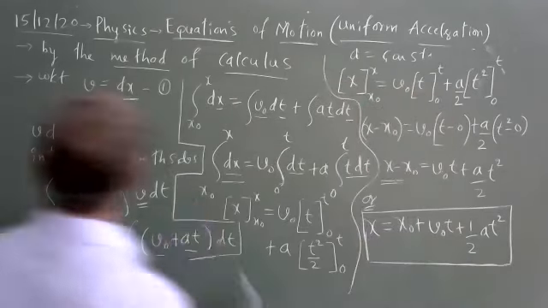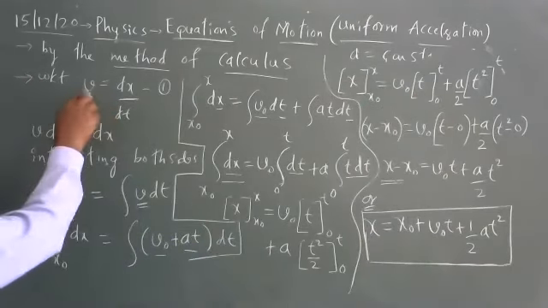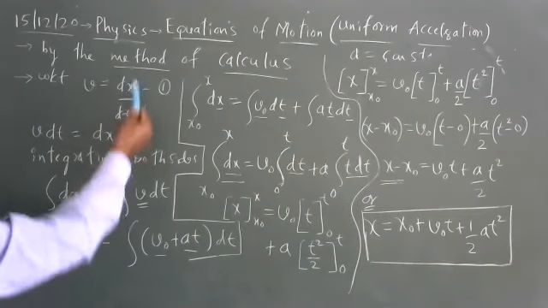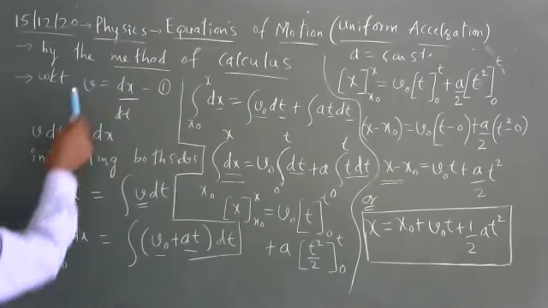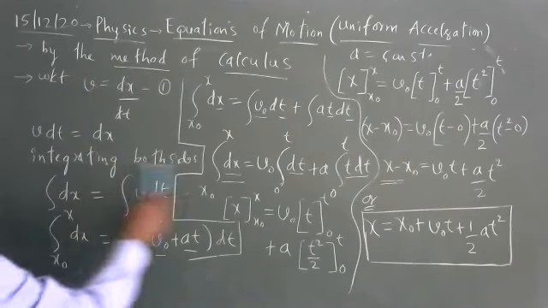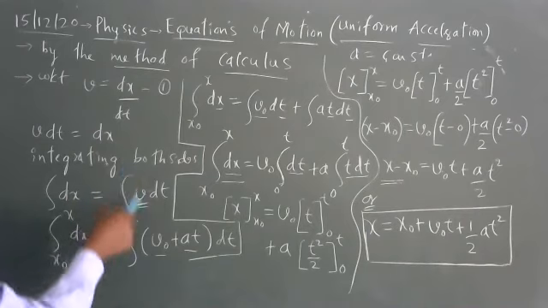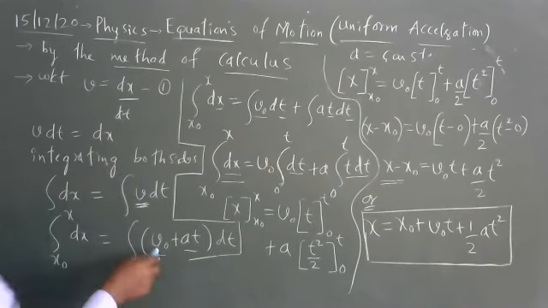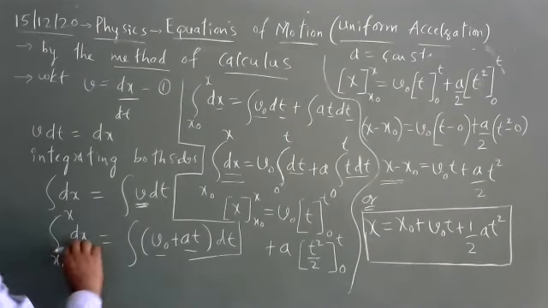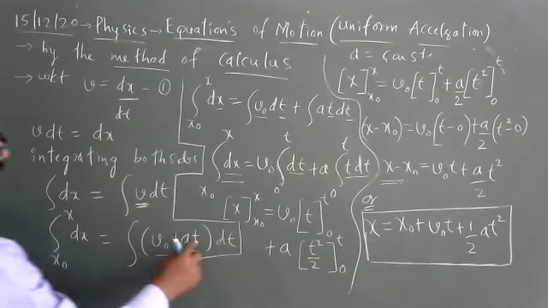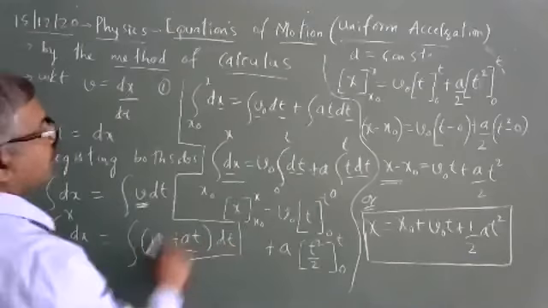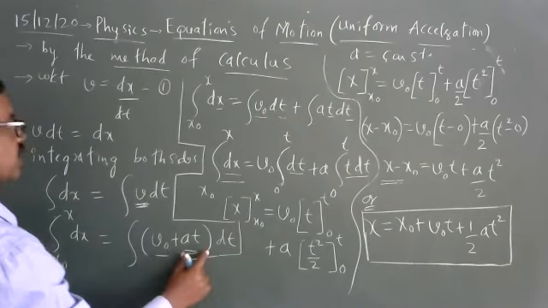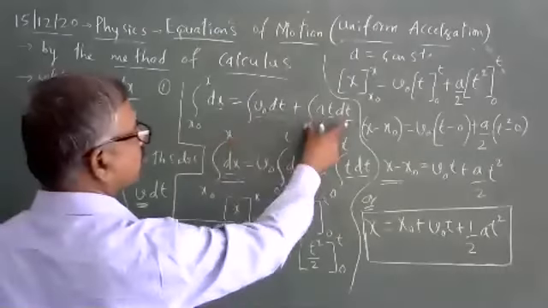I repeat, we started with velocity. Velocity means instantaneous velocity equal to dx upon dt. It is called change in displacement with time or rate of change of displacement. Rearrange it. V dt equal to dx. Then integrate both sides. Integration of dx, integration of v dt. This v is replaced with the equation of motion. What is the equation of motion? V naught plus at. Now you have only one variable. You have variable here and here. Again v naught. Separate it. This is first part. This is second part. Integrate first part, integrate second part. First part integration here, second part integration here.